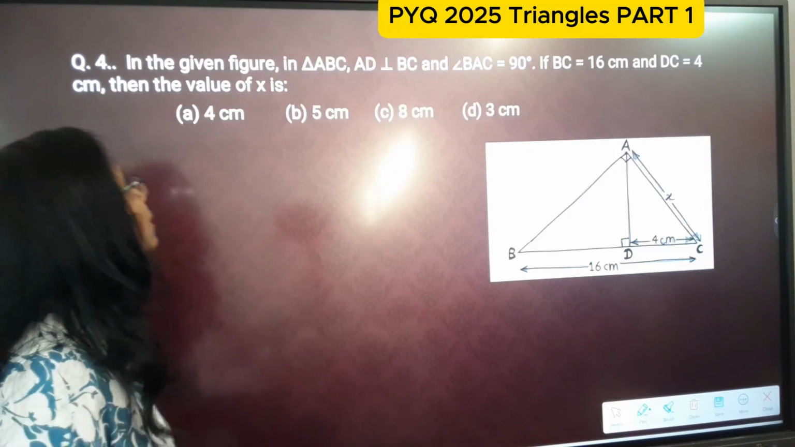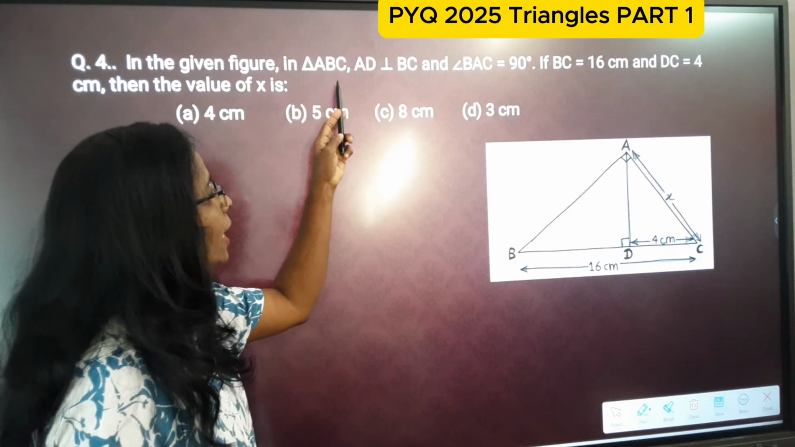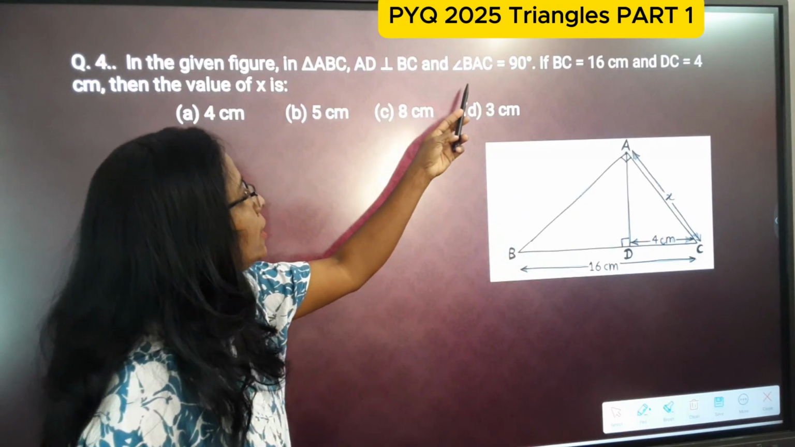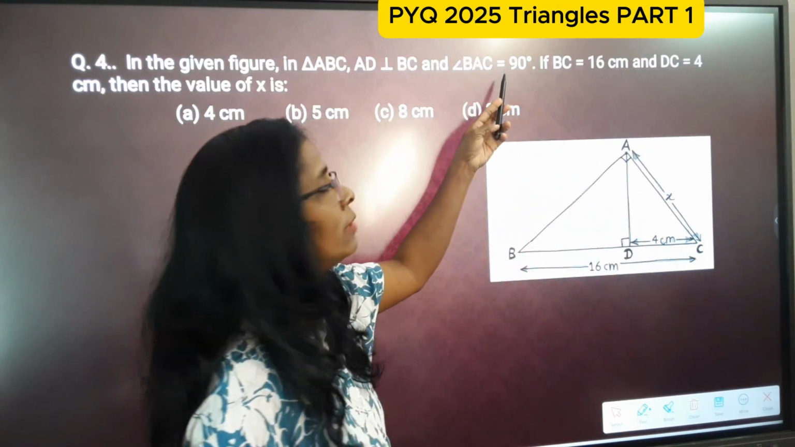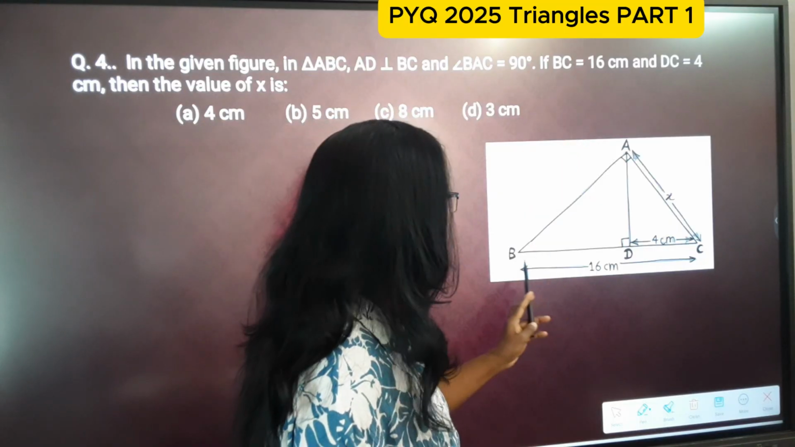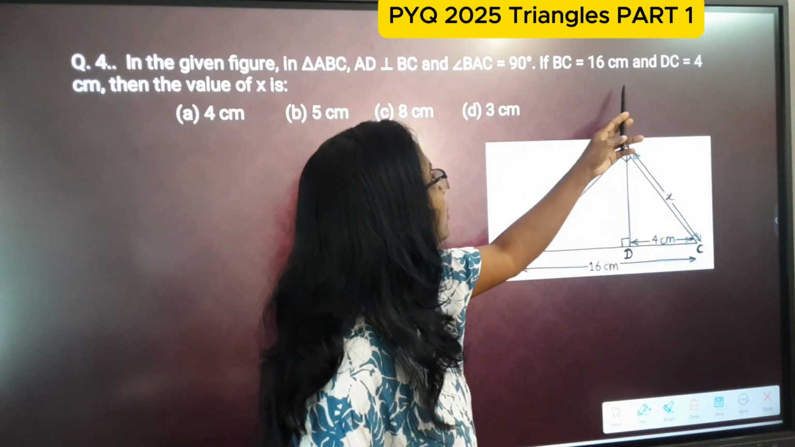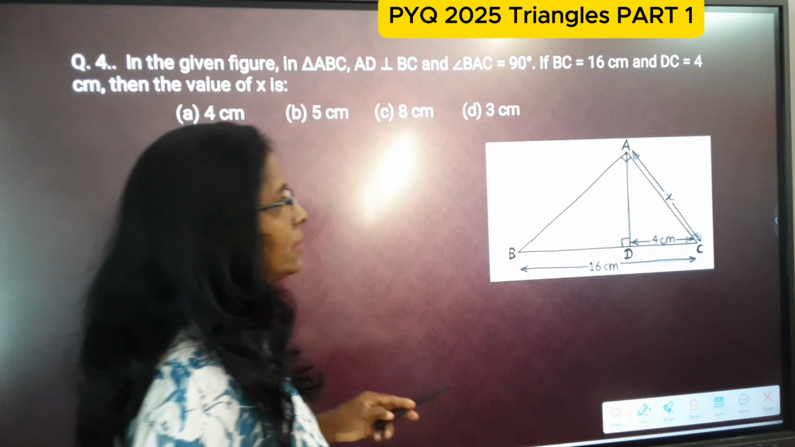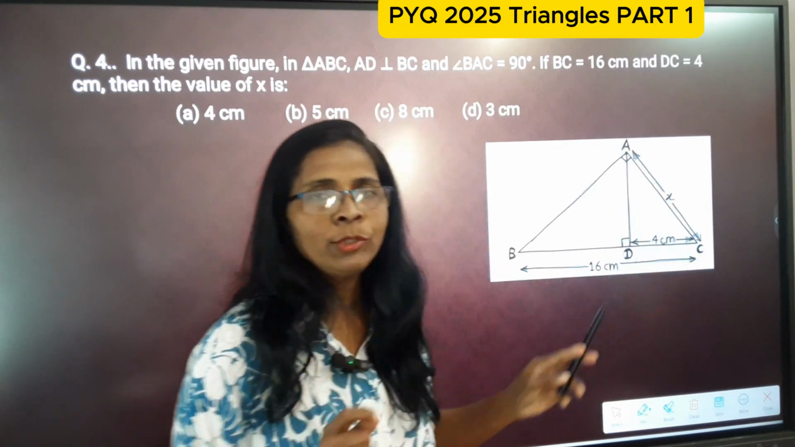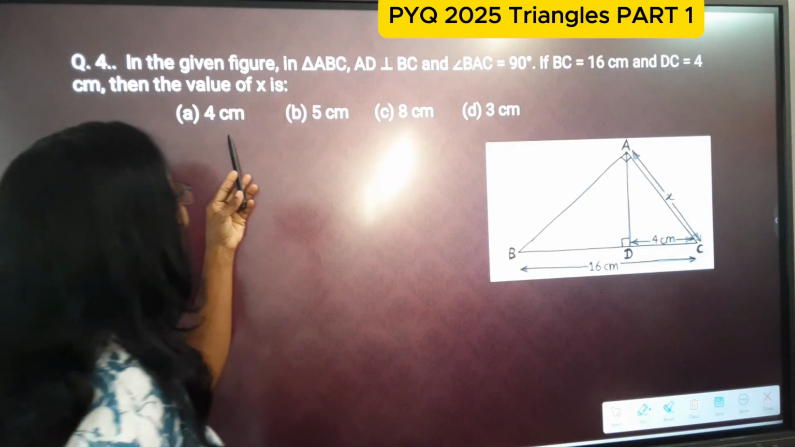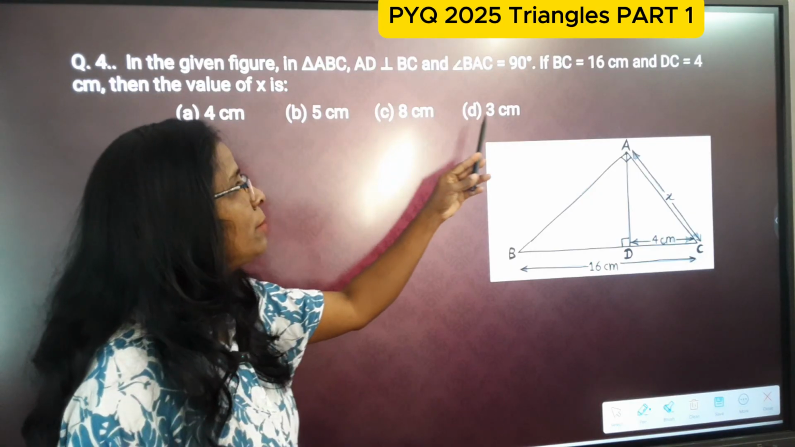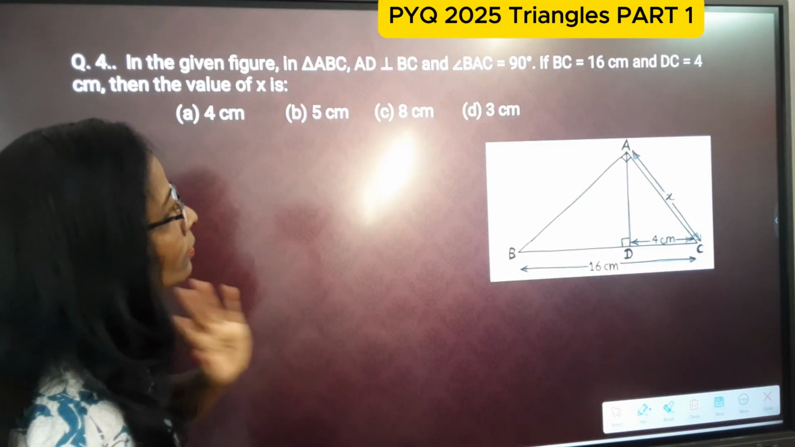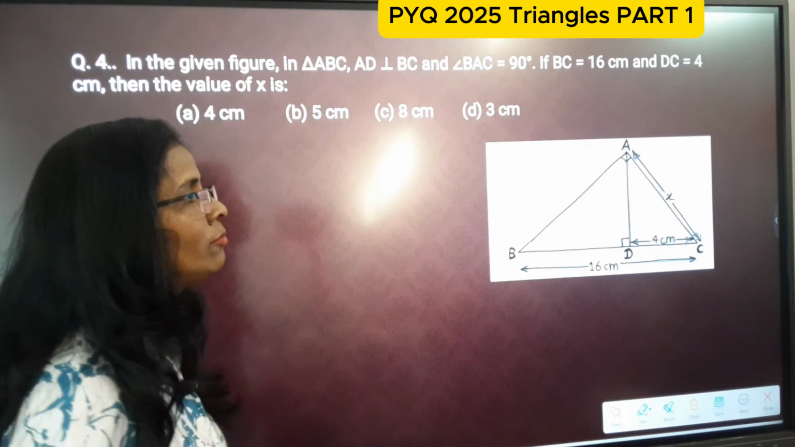Question 4 students. In the given figure, in triangle ABC, AD is perpendicular to BC, and angle BAC is equal to 90 degrees. If BC is equal to 16 centimeters and BD is equal to 4 centimeters, then the value of x is, that means we have to find out the value of AC. So now the options are 4 centimeters, 5 centimeters, 8 centimeters, 3 centimeters. So now students here, let us start to find out the value of AC, which is equal to x.